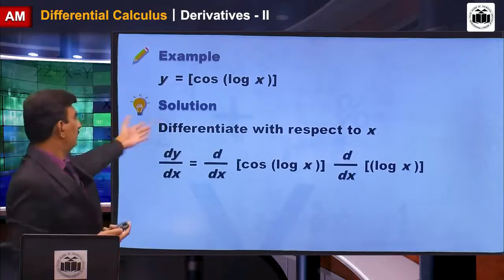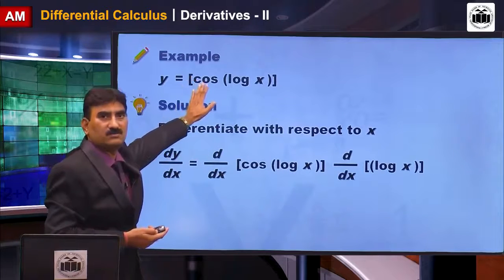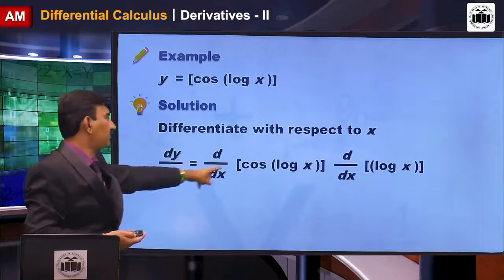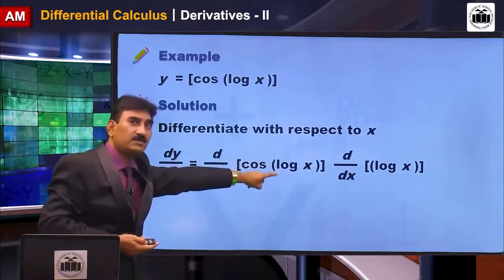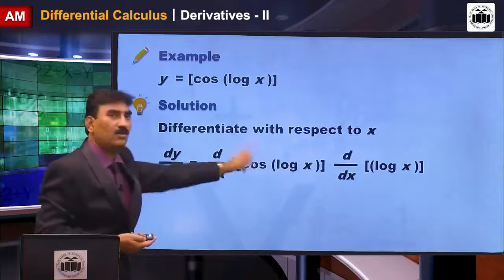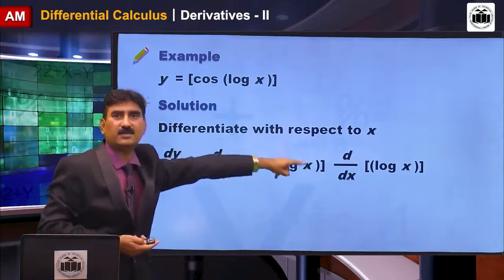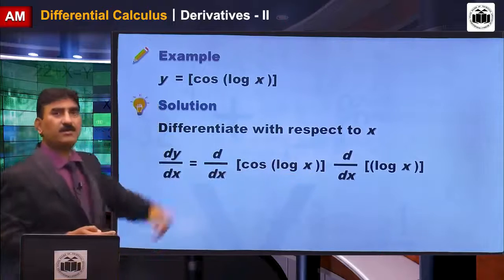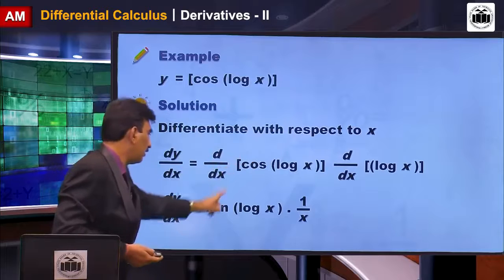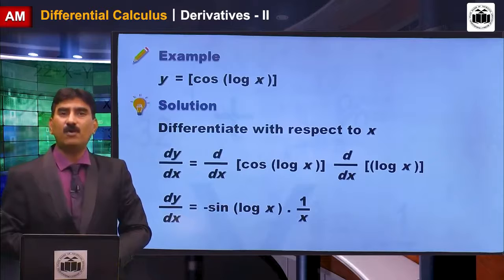Very good. Dy by dx equal to d by dx of first is cos, not log. First function is cos, so that's why first we take the derivative of cos. Log x must be there. You don't put only cos x. It is with log x. So first you put the derivative of cos log x and then you take the derivative of log x. So what is the derivative of cos log x? Here the derivative of cos log x is only cos, the derivative is minus sin log x, and again derivative of log x is 1 upon x.